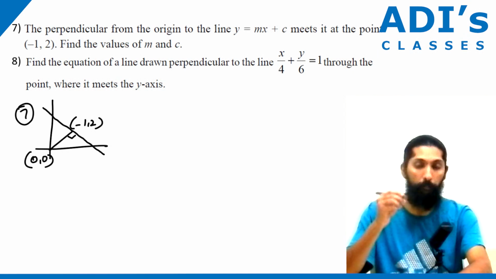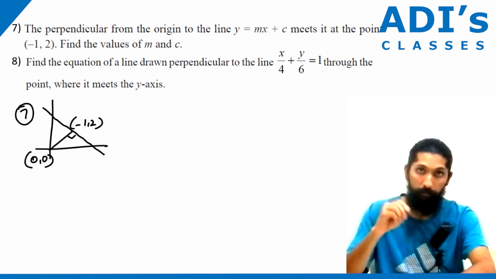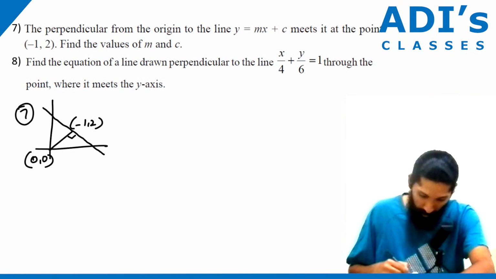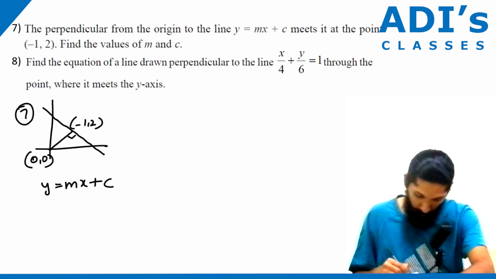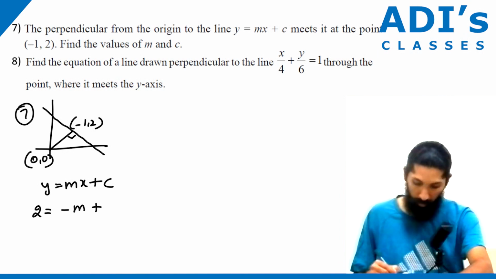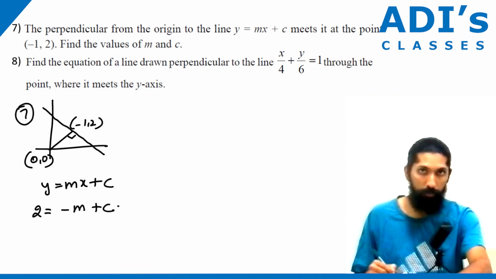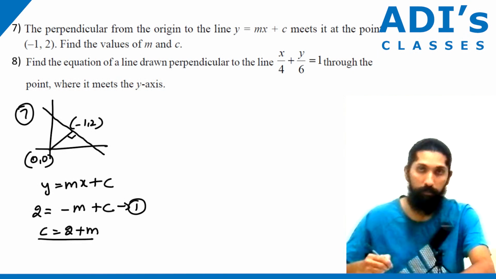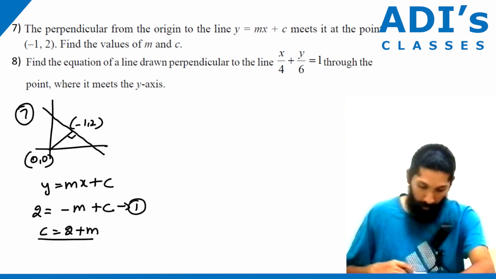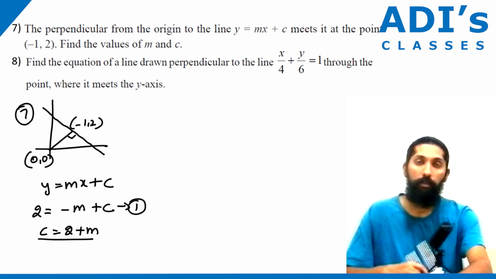First thing what you know, minus 1 comma 2 is a point on the line, isn't it? So we have y is equal to mx plus c, right? Y is 2. 2 is equal to minus m plus c. Call this as equation number 1. We might have to use this one. Or you can just say that, c is equal to 2 plus m. You can take this one because we might have to apply this somewhere.